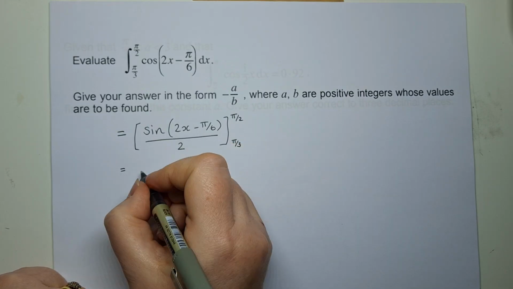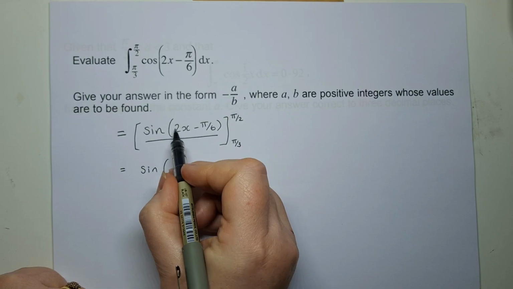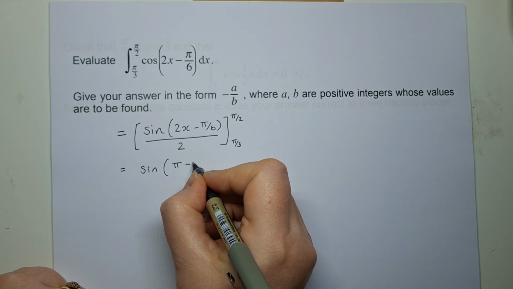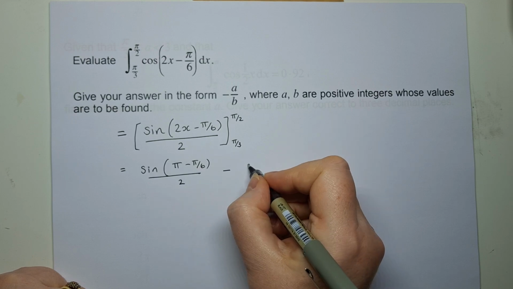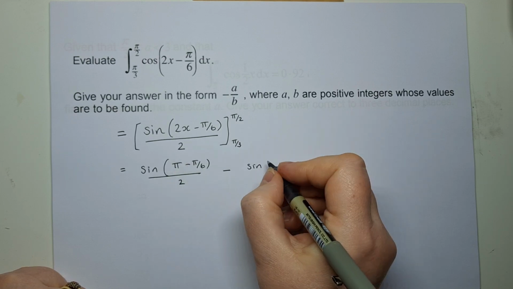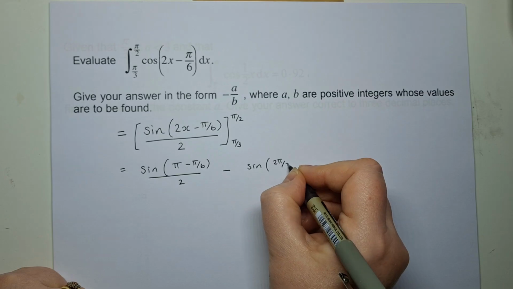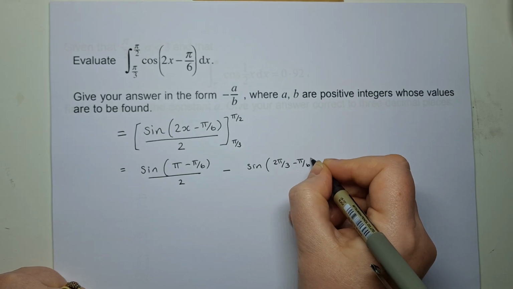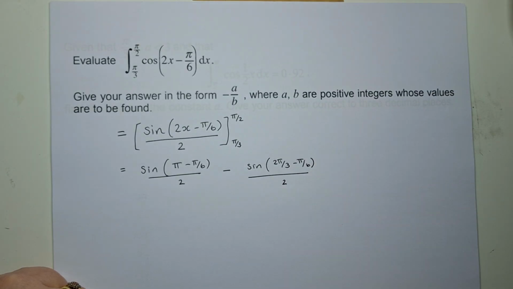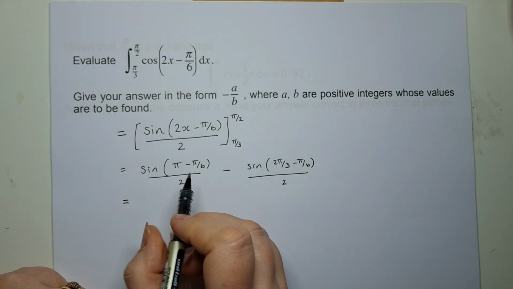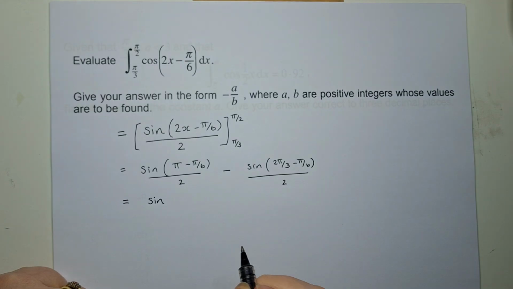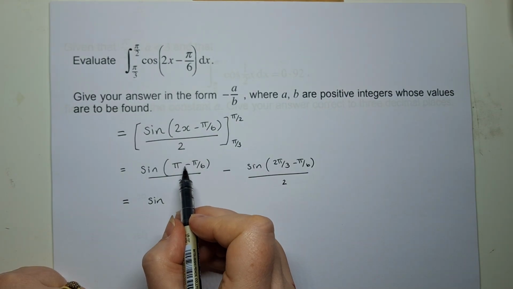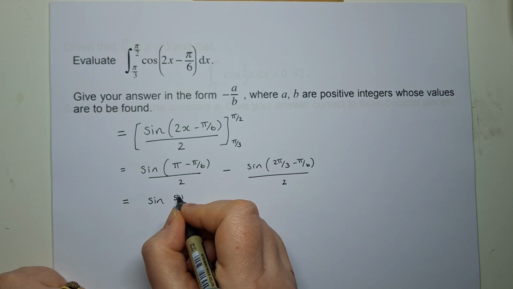Okay, so we'll put our top limit in, so we get sine of 2 lots of pi by 2, which is pi. Take away sine of 2 lots of pi by 3, which is 2 pi by 3. Like that. Okay, so work out what you've got in the bracket first. You can absolutely do that on the calculator if you're not confident with fractions. Basically, this is 1 minus a sixth, which is 5/6.